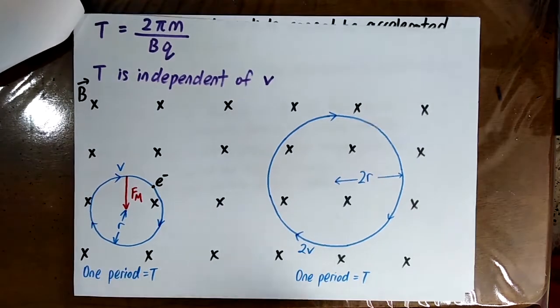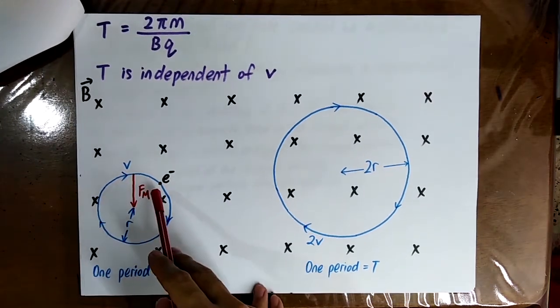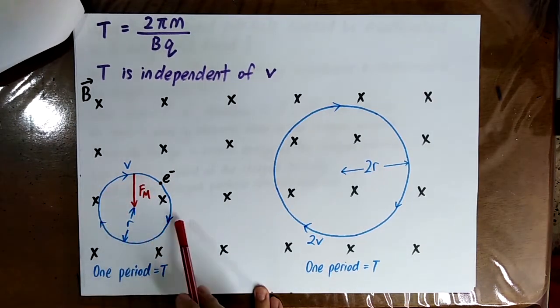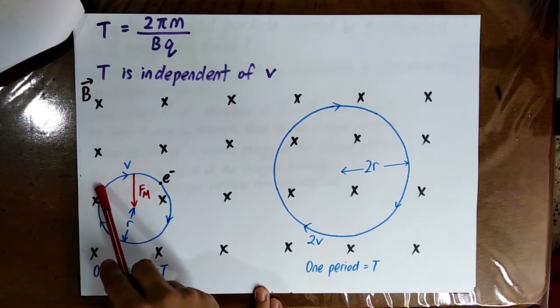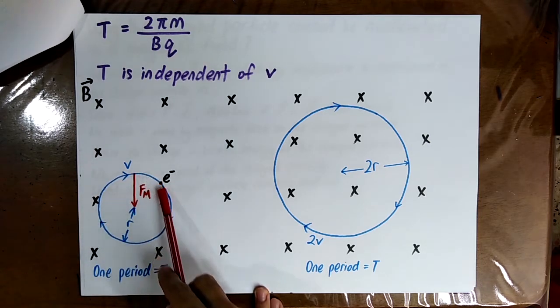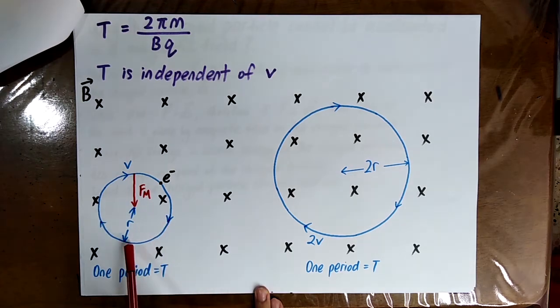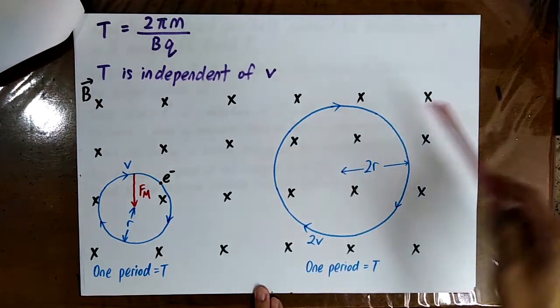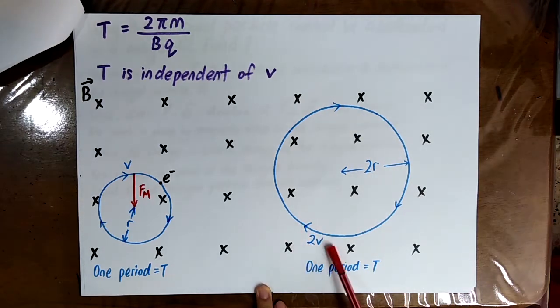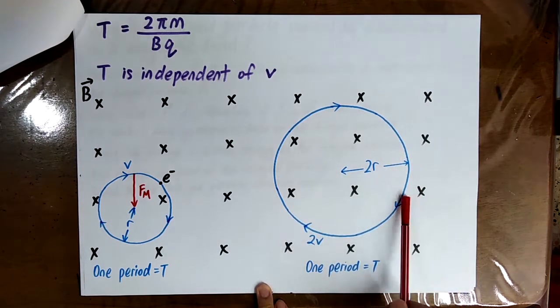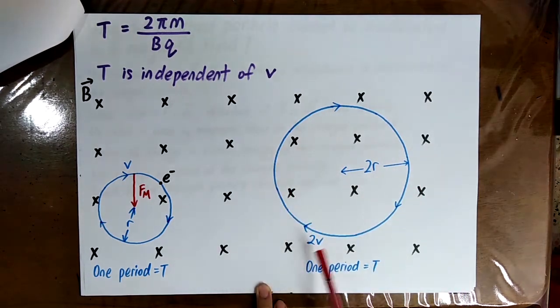Just now, if the electron is moving at velocity v, that means the velocity here is v, here is v, and here is also v. And in this case, if I say that the velocity is 2v, that means the velocity of the electron here, here, and here are all 2v.